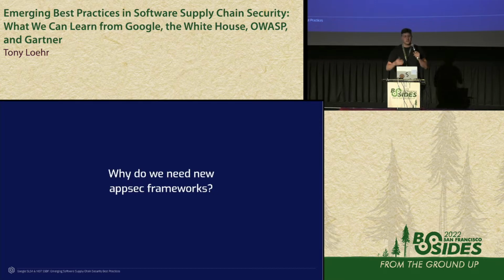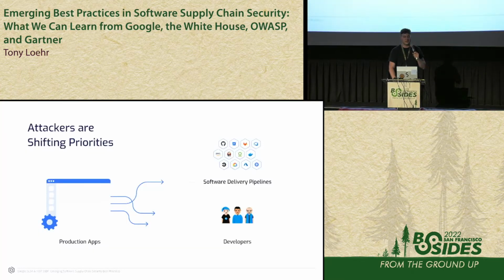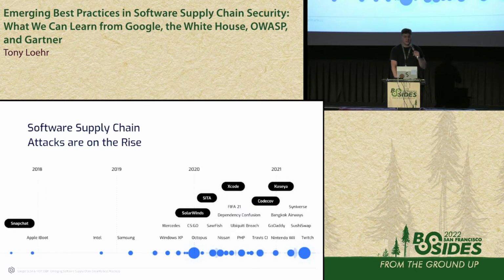First question is, why do we need new AppSec security frameworks? The answer is attackers are shifting priorities from production apps to software delivery pipelines and the developers of your applications. Software supply chain attacks are on the rise.